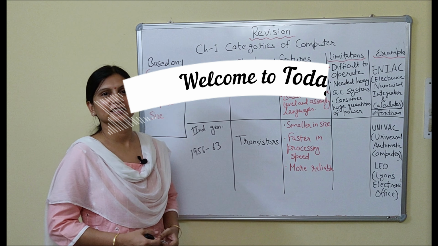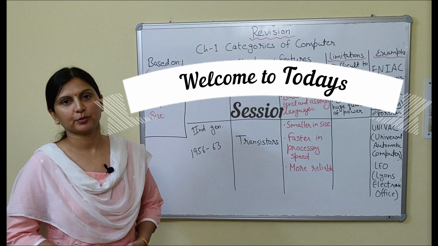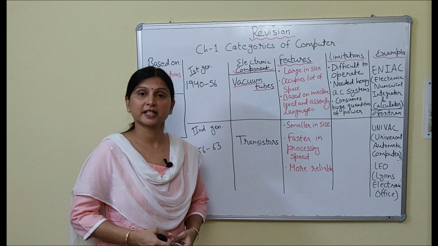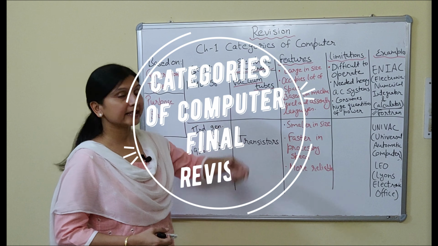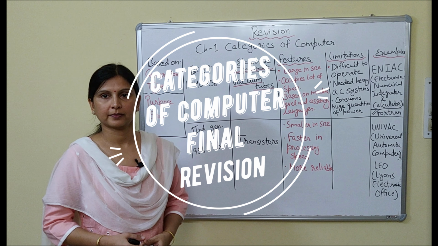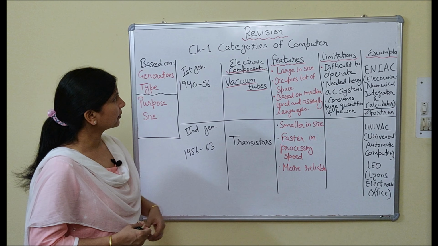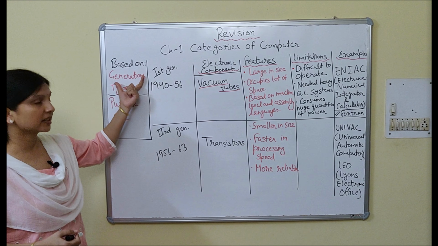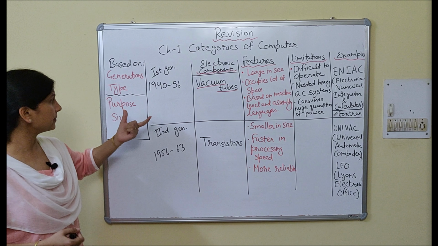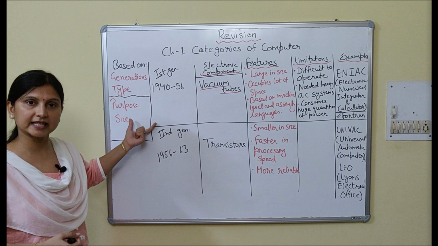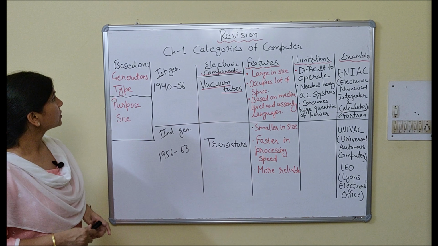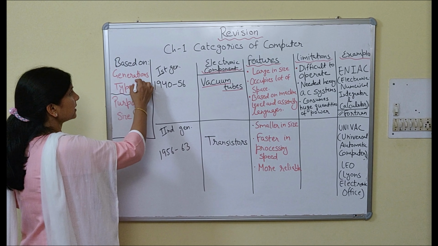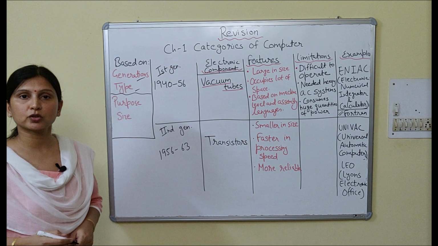Hello everyone, let's start today's computer class, and in this video we will do the revision of topic categories of computer. So as we know, computers are categorized based on generations, type, purpose and size. So today we will try to cover these two topics: based on generations and based on type.